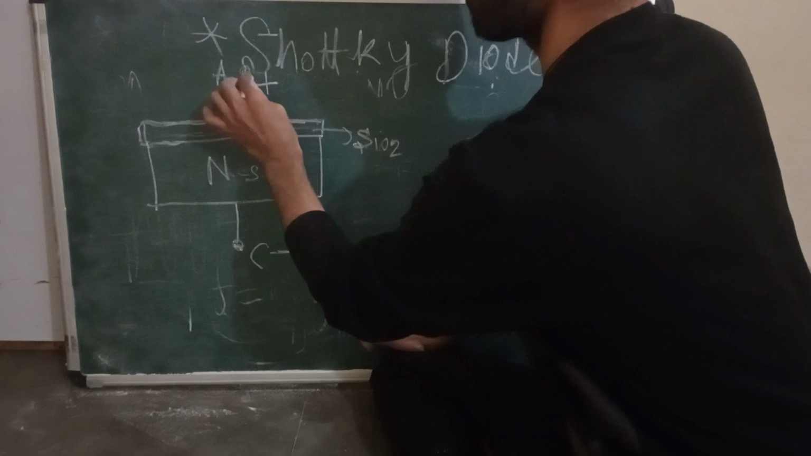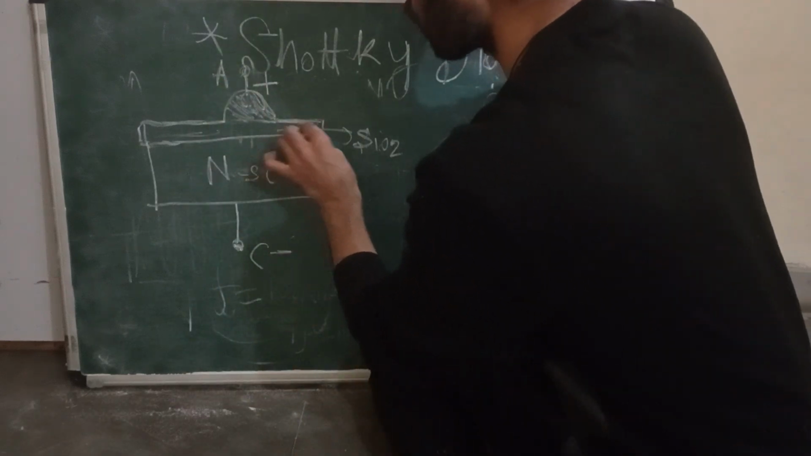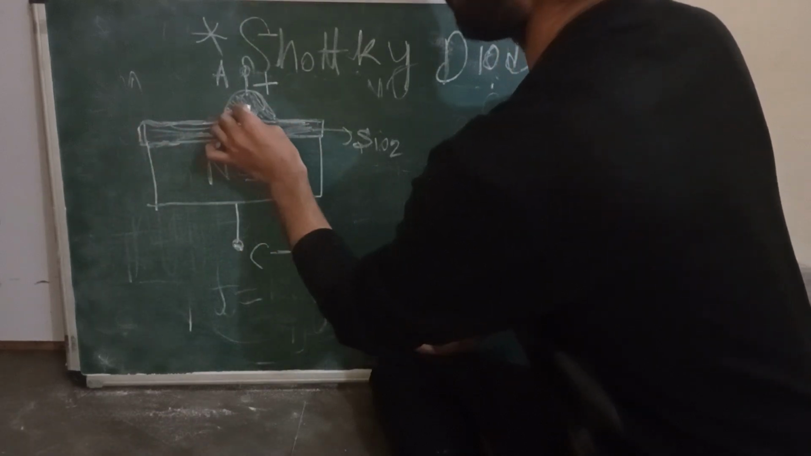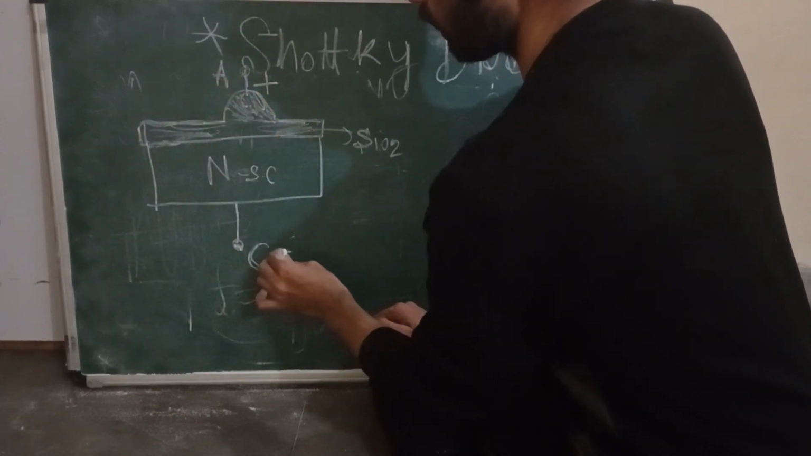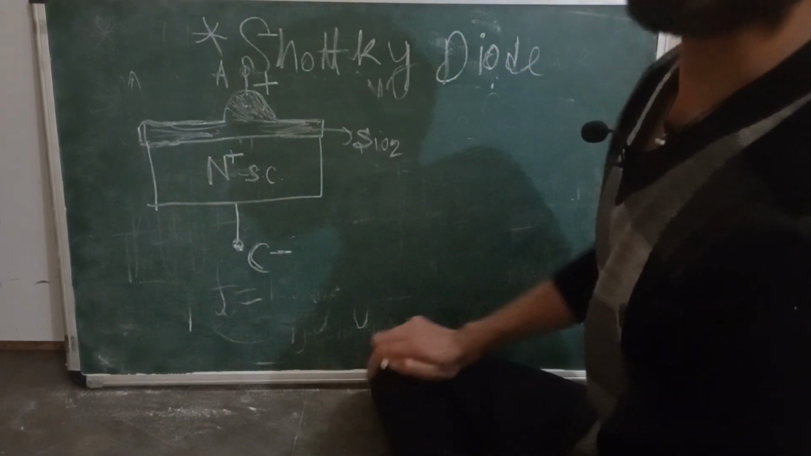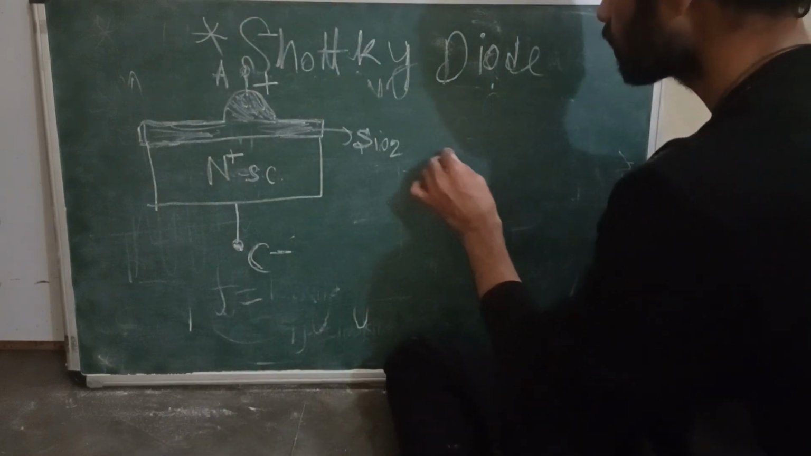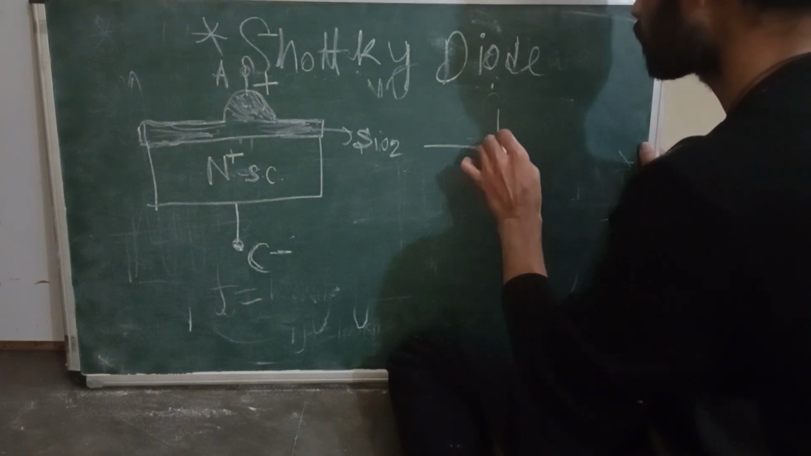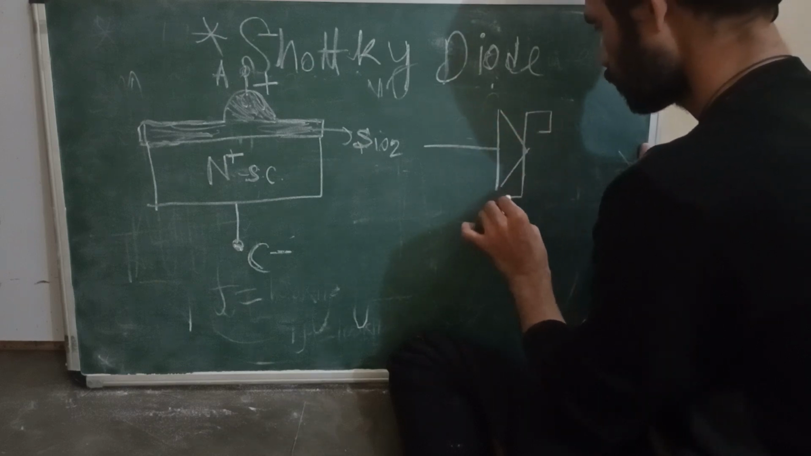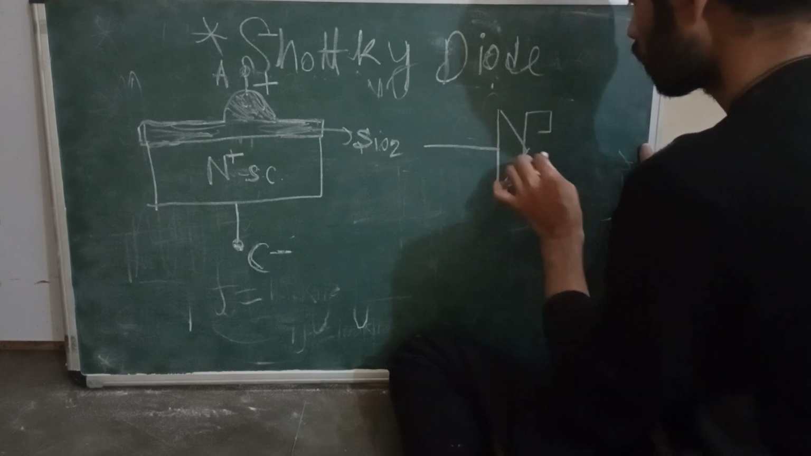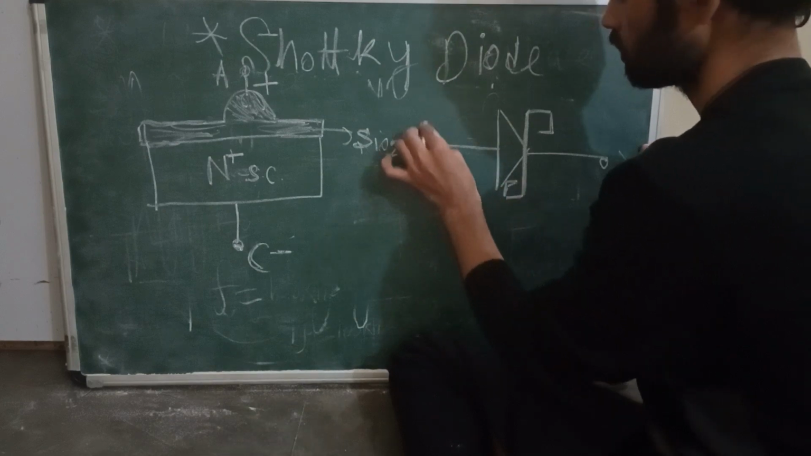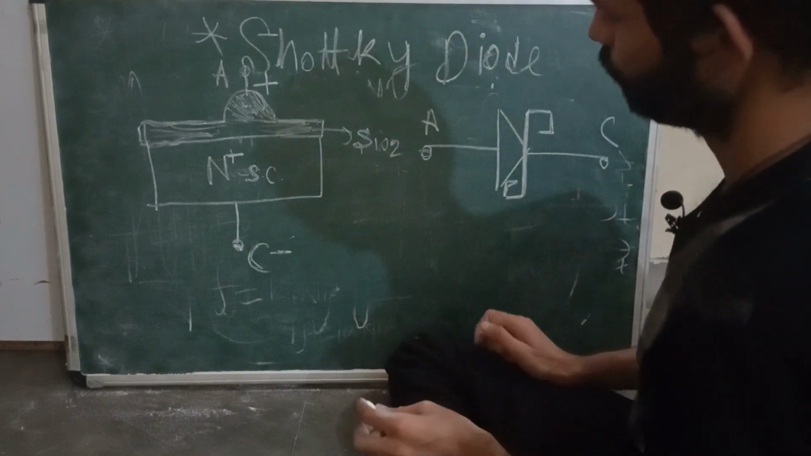Anode is positive. So this is the layer structure for the Schottky diode. This is my metal anode. This is my cathode, negative, and this is my n-type semiconductor, which is a heavily doped semiconductor. And if you see the symbol for this Schottky diode, it is like this. So this is the symbol of the Schottky barrier diode. This is my anode, and this is my cathode.